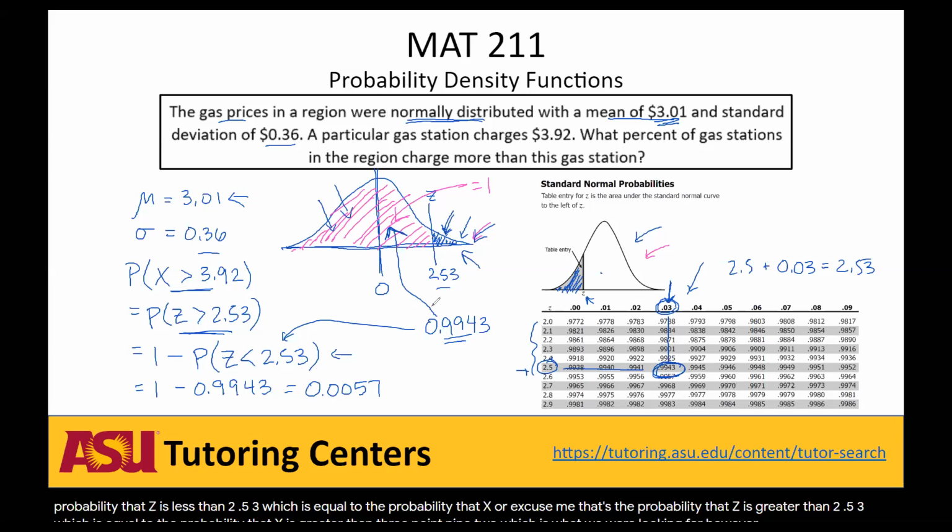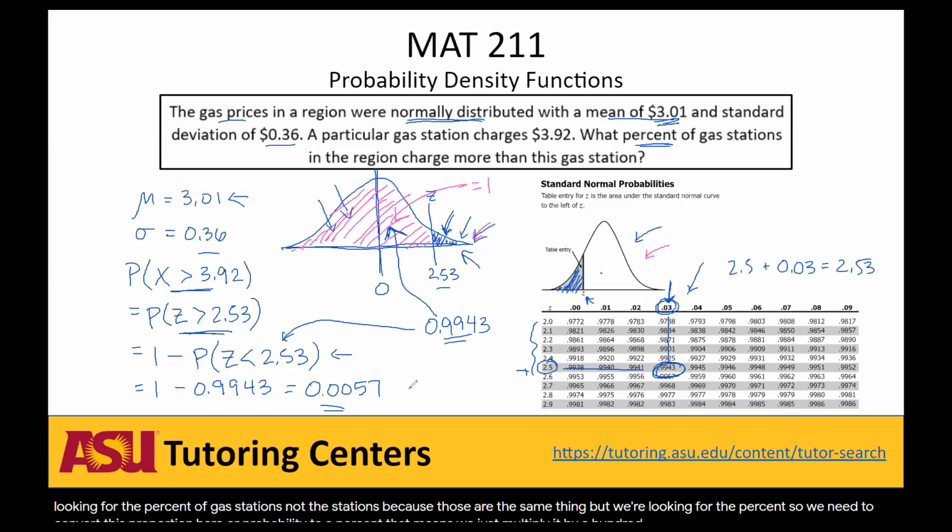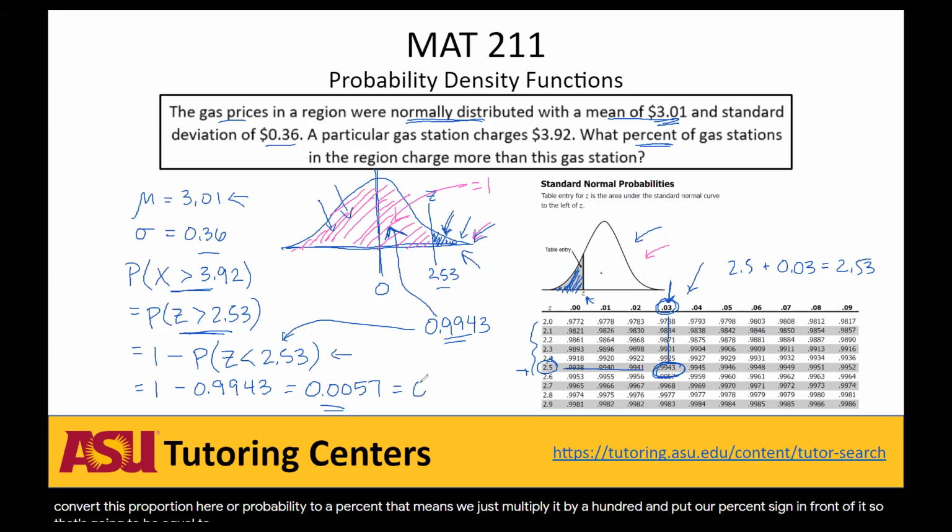However, note that we're looking for the percent of gas stations, not the probability or the proportion of gas stations, because those are the same thing. But we're looking for the percent, so we need to convert this proportion, or probability, to a percent. That means we just multiply it by 100 and put our percent sign after it. So that's going to be equal to 0.57%. And that's our answer.